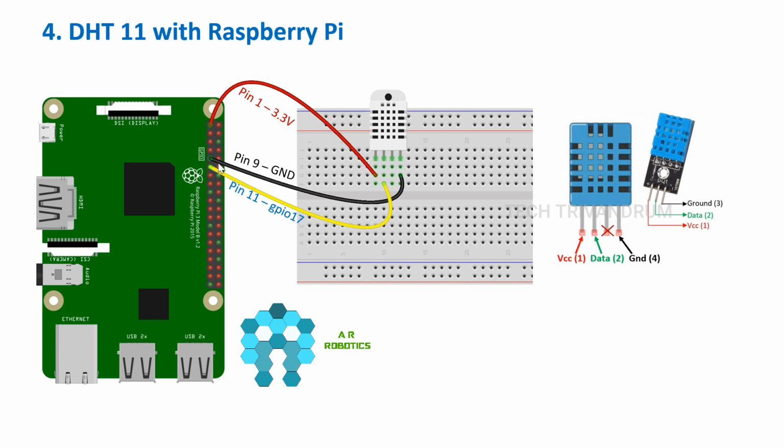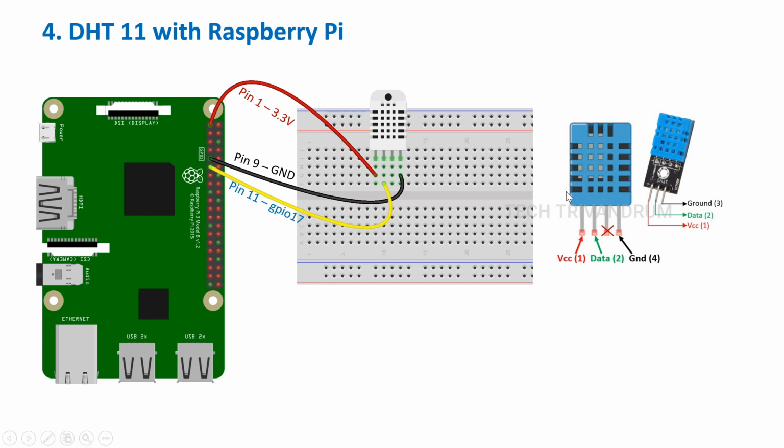The next step is to install two libraries, but before that, something about these connections. Actually, there are only three connections. First one is power supply, that is 3.3 volt. We took it from physical pin number 1 of this Raspberry Pi board, and the ground is connected to pin number 9, and GPIO 17 is used for the data connection for feeding the data from this DHT11 sensor to the Raspberry Pi board. You can use any GPIO pin for giving the input data.